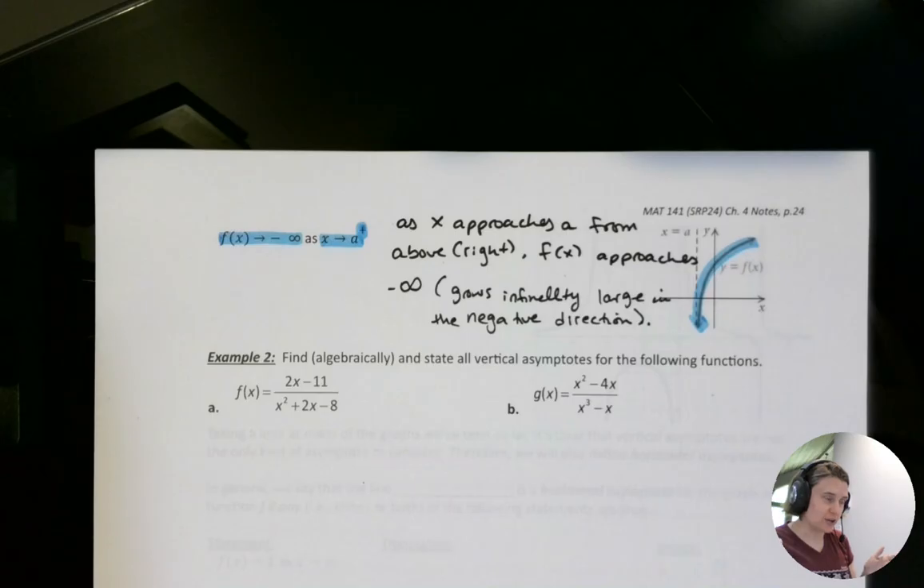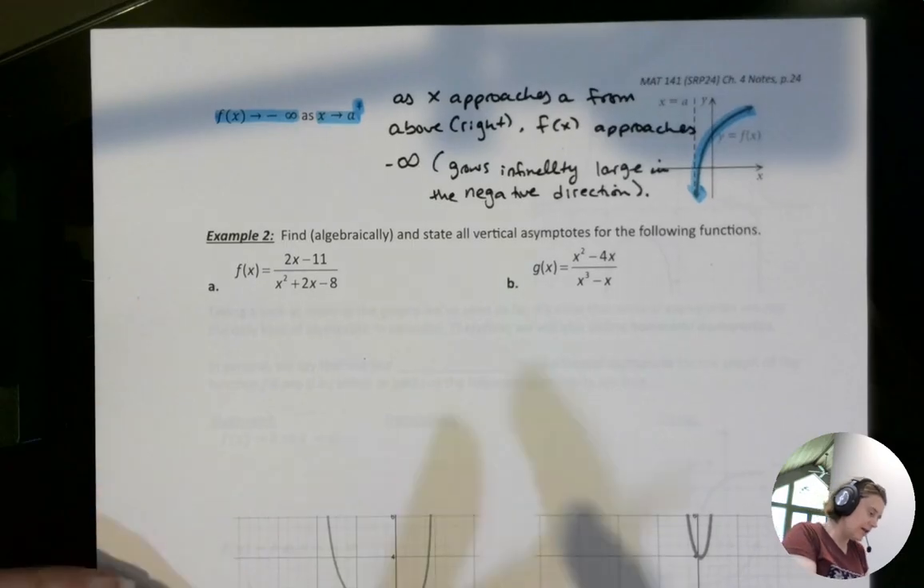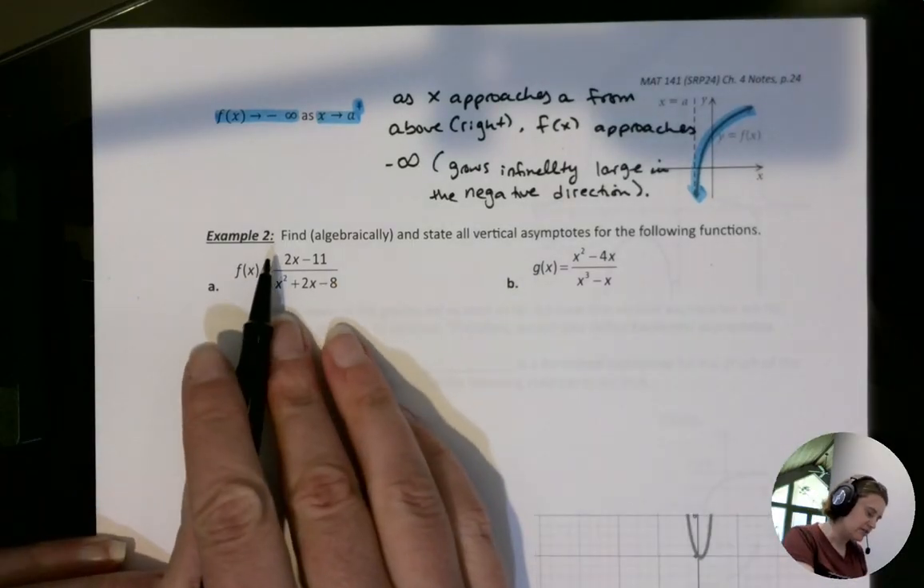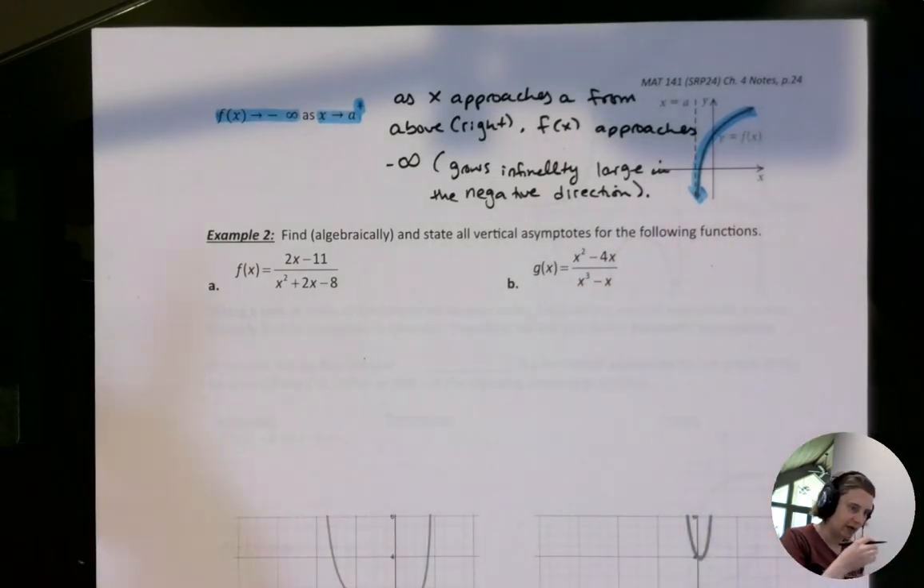But there are other functions, such as the graph of natural log or any logarithmic function, we'll see those in chapter 5, where you only approach on one side and you still have an asymptote. So if any one of these four things happens, that value A is going to be a vertical asymptote. In example 2, our goal here is to find algebraically and state all vertical asymptotes for the following functions.